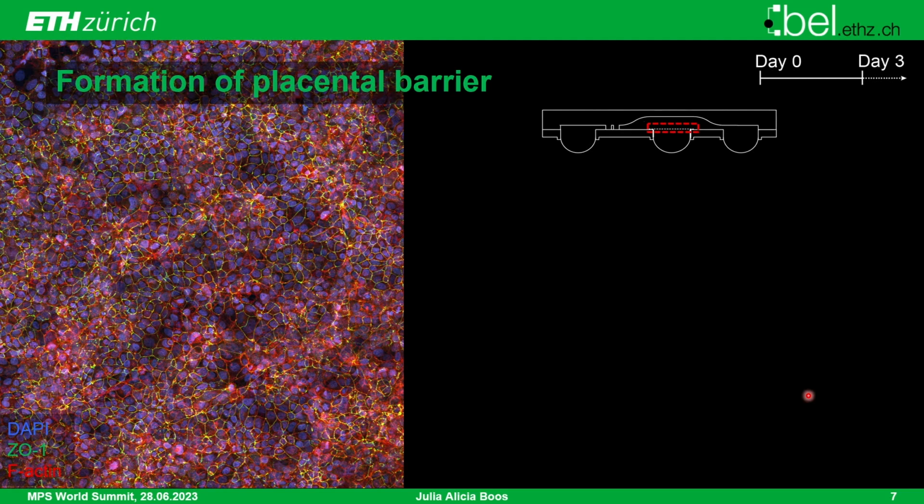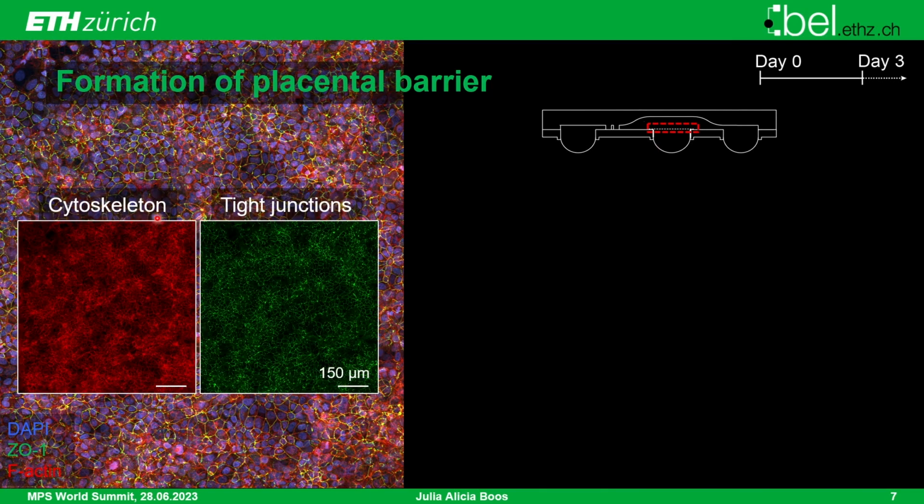So in a first step, as I just mentioned, we focused on the formation of the placental barrier in the microfluidic device on top of the semi-permeable membrane here. And therefore, we used BeWo B30 cells, that's a placental trophoblast cell line, that formed a confluent and tight placental barrier within the first 3 days of culture, as you can see here by the cytoskeleton and the tight junction staining.